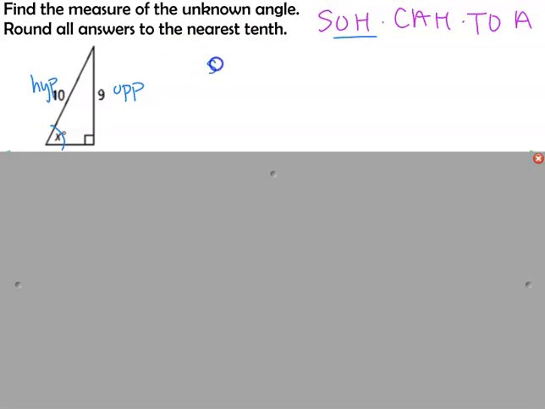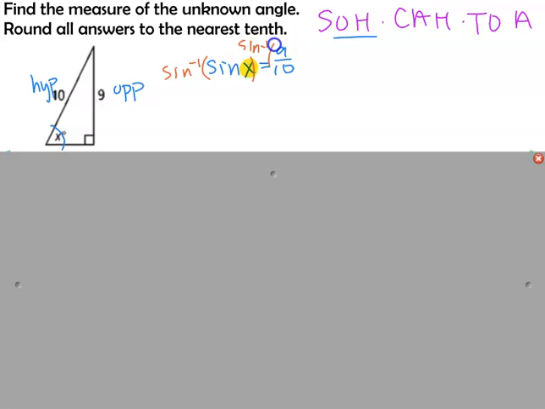So we'll set up the sine of angle x is equal to the opposite side over the hypotenuse. Now, this time, the variable we're looking for is the angle measure. So we need to get rid of the sine. So again, remember, this is not sine multiplied by x, it's the sine of angle x. So to cancel out sine, we need to take the sine inverse of both sides.